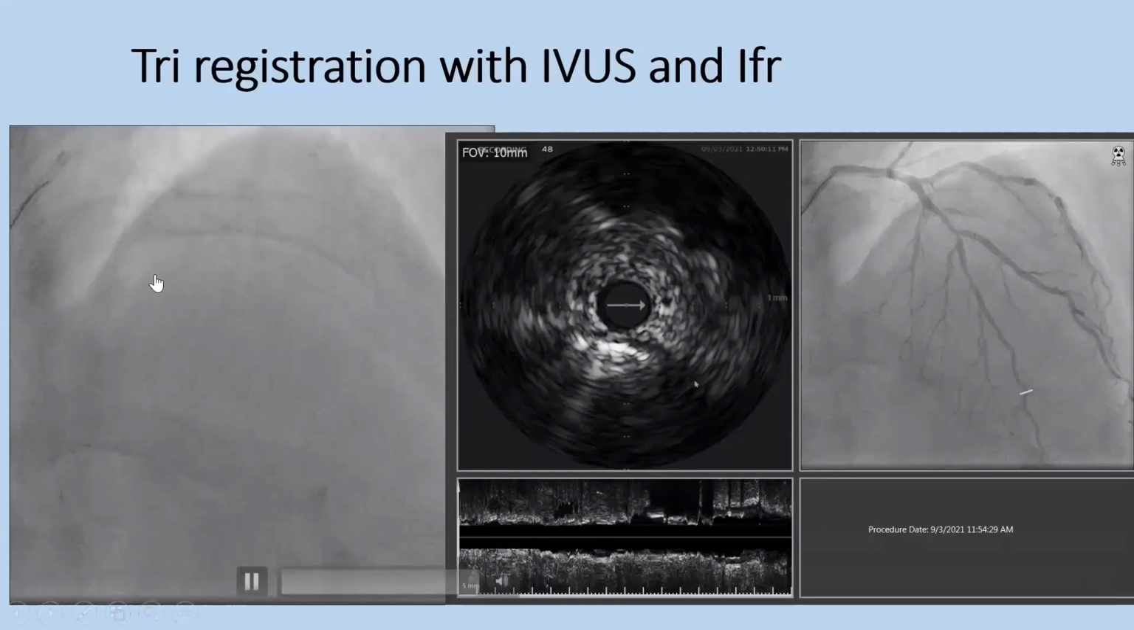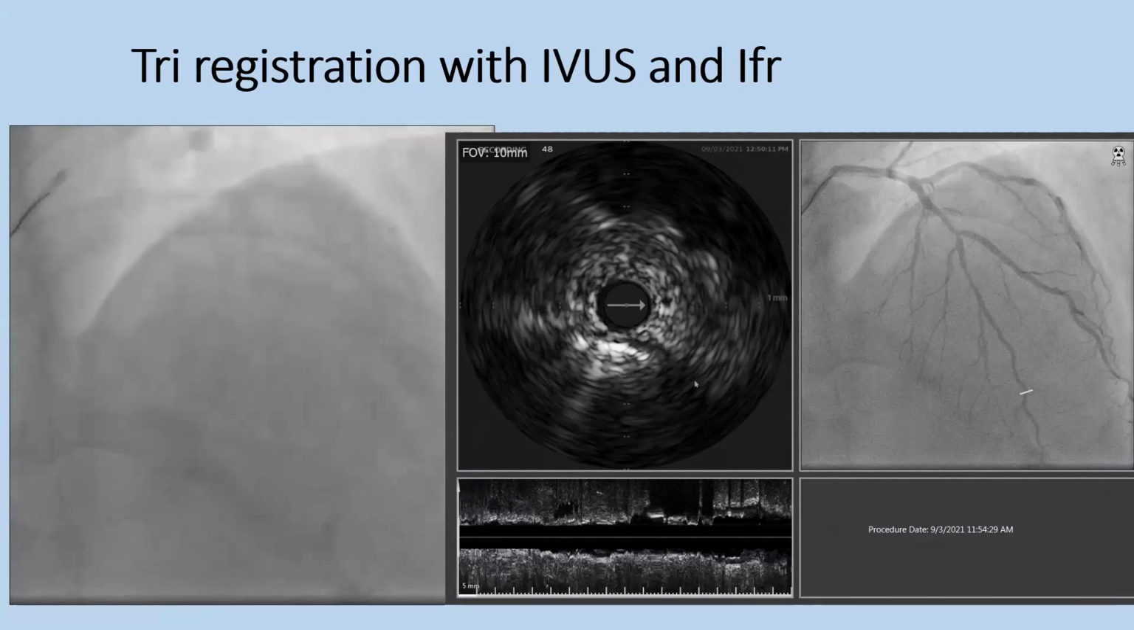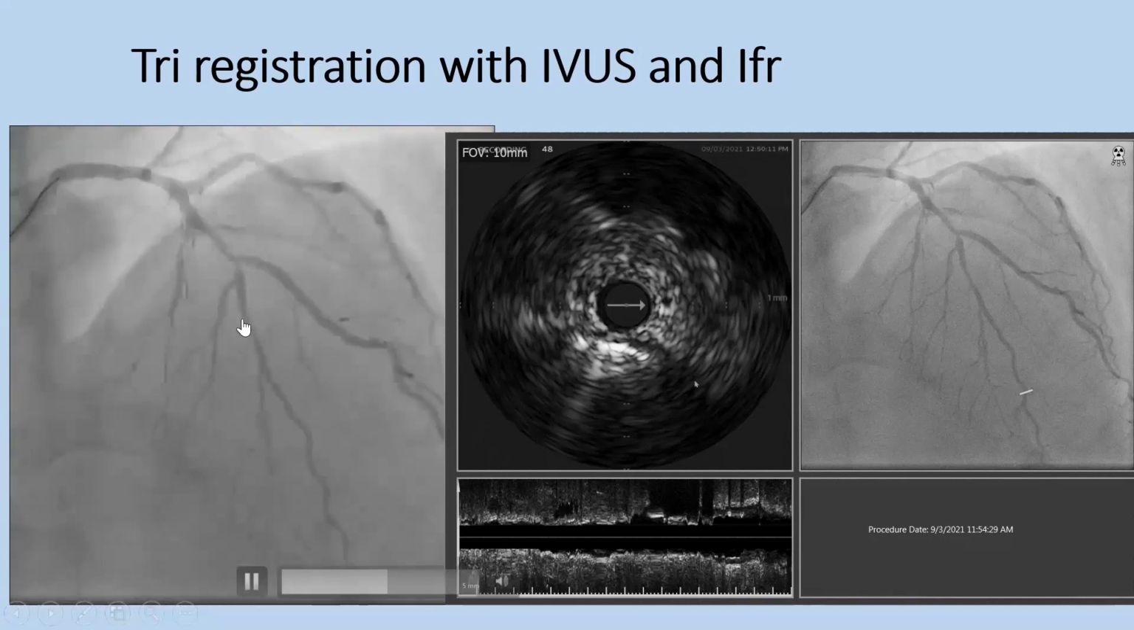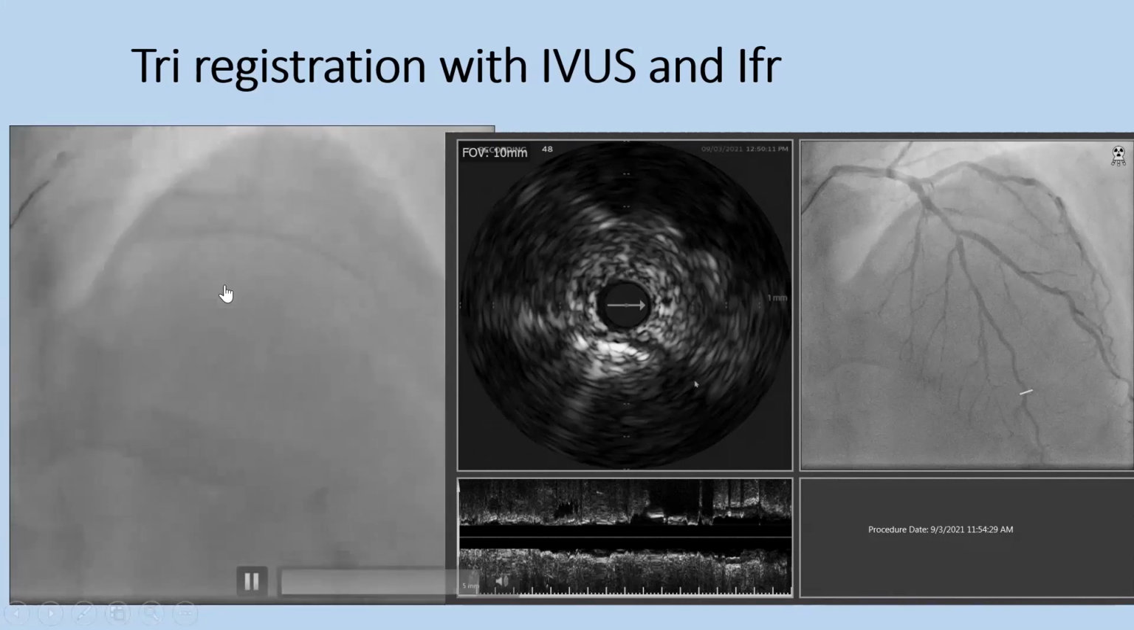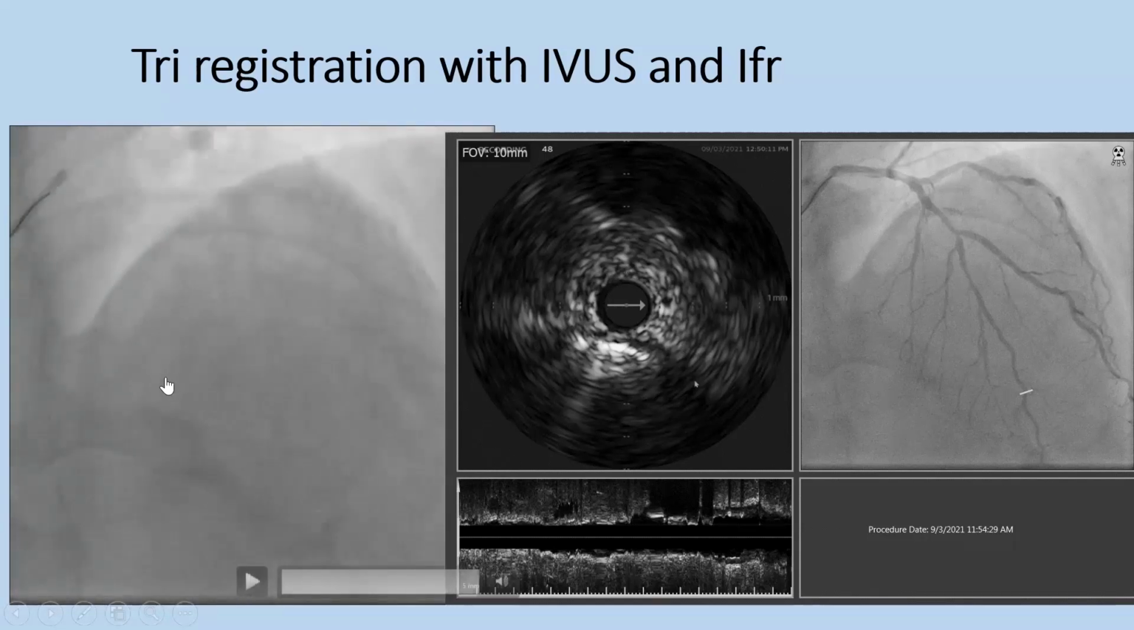Again, another important investigation is using co-registration with both IVUS and iFR. This is again a bifurcation lesion with a long lesion, the LAD proximal to the diagonal and distal to the diagonal. You can see there is a long lesion.